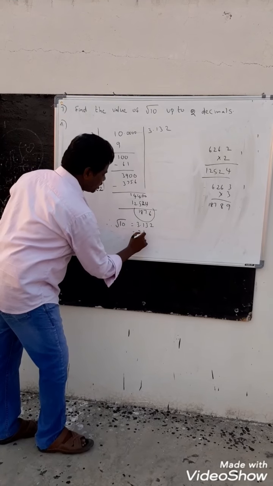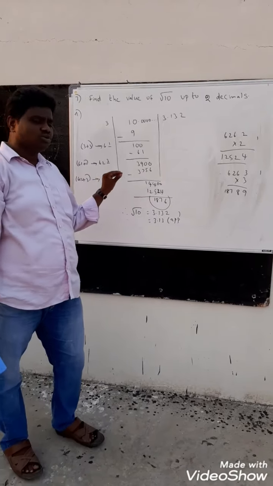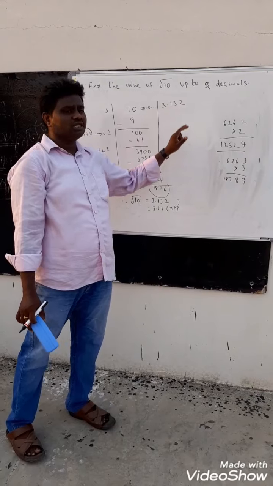Simply you have to write 3.13 approximately. Generally they will ask only up to 2 decimal places in examination. So it is enough to do only 3 places.